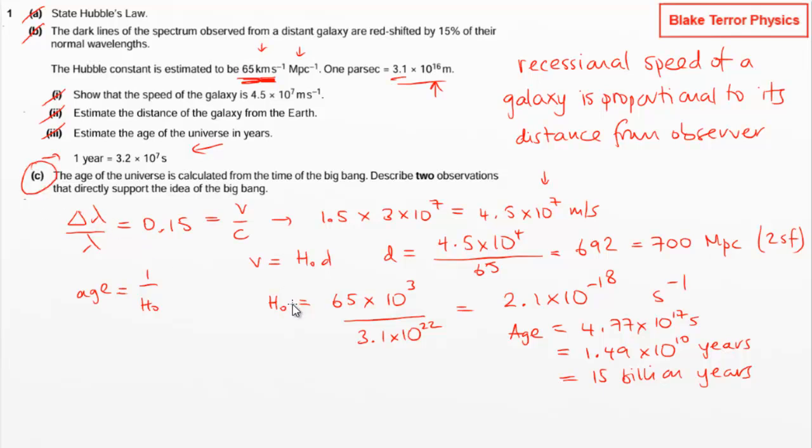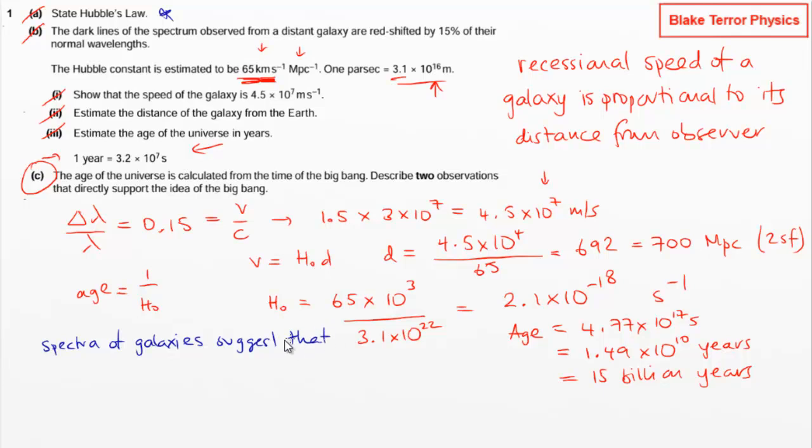Last part, the age of the universe is calculated from the time of the Big Bang. Describe 2 observations that directly support the idea of the Big Bang. Right, well, we're already in the world of Hubble's law, so let's go off of that then. So we can say that the spectra of galaxies suggest that they are moving away from us.